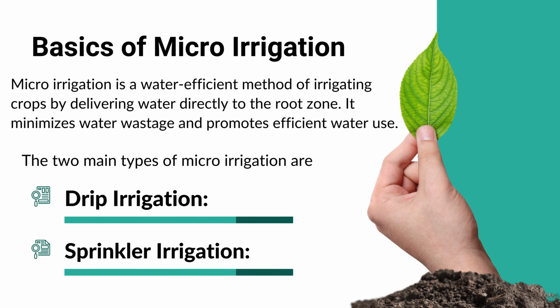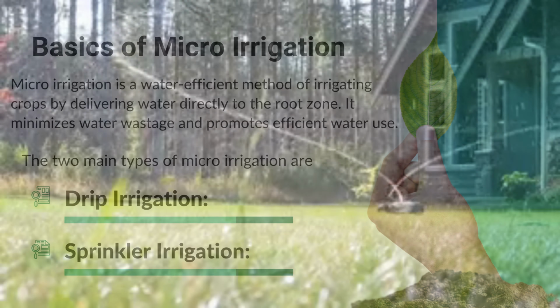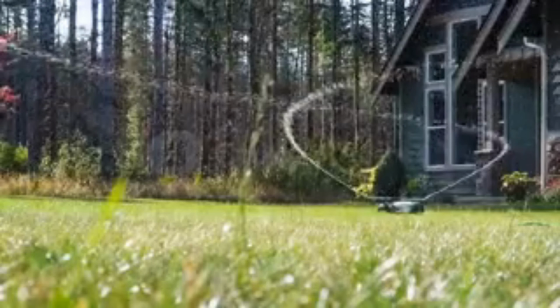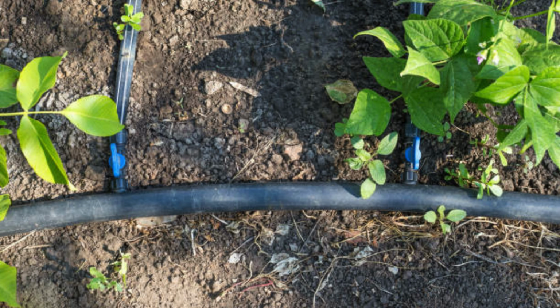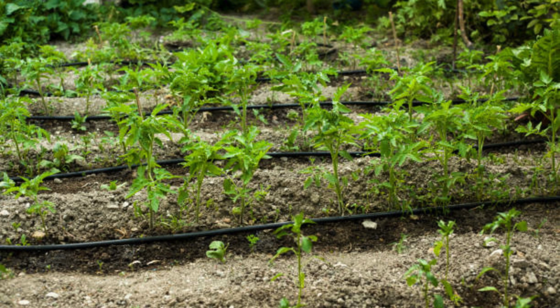Micro-irrigation is a water-efficient method of irrigating crops by delivering water directly to the root zone. It minimizes water wastage and promotes efficient water use. There are two main types of micro-irrigation systems. They are the drip irrigation systems and the sprinkler irrigation systems.